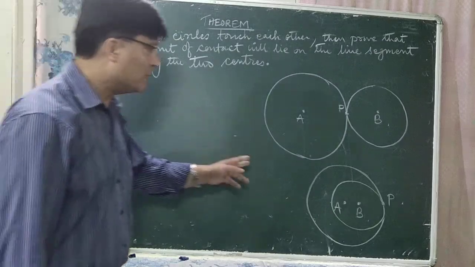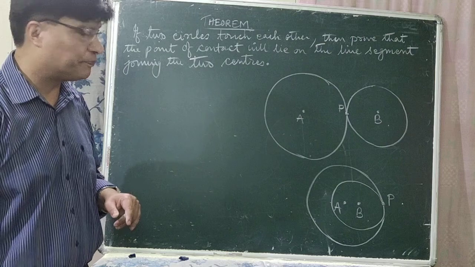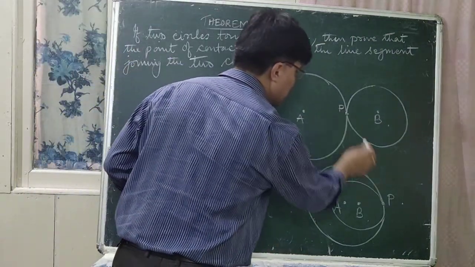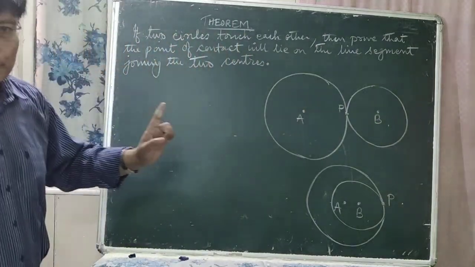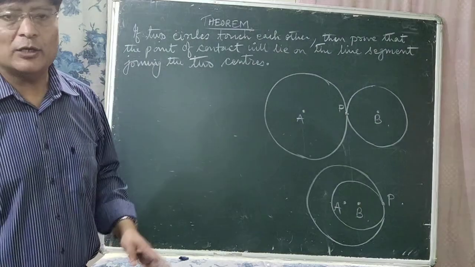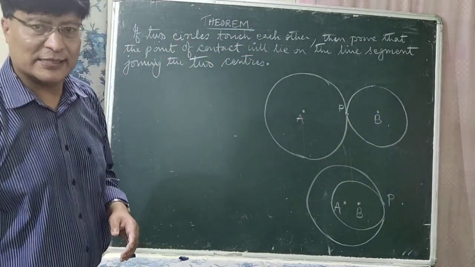That means they are touching each other internally at the point P. So now we have to prove that in both the cases this P is the point of contact. You have to prove that this point of contact P lies on the straight line joining the centers of the two circles. Is that clear?